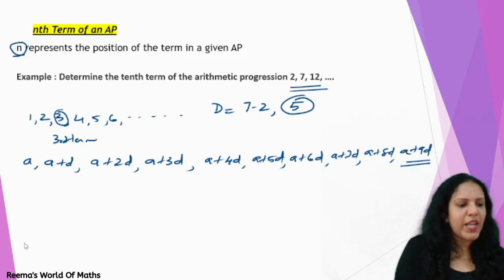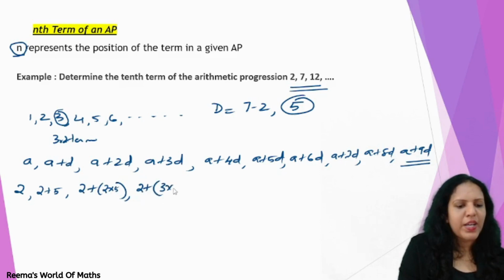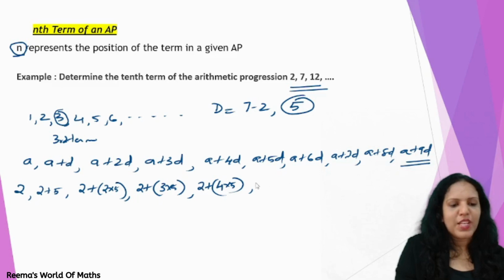So let's write this. Here a is 2 and the common difference is 5. The second term will be 2 plus 5. The third term will be 2 plus 2 times 5, correct? And the fourth term will be 2 plus 3 times 5. The fifth term will be 2 plus 4 times 5. 1, 2, 3, 4, 5. So the sixth term will be 2 plus 5 times 5.